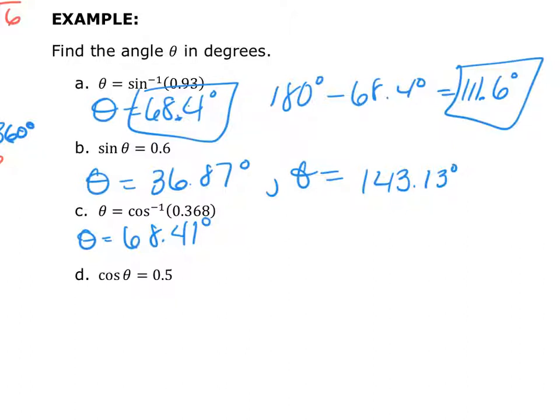Cosine theta is equal to 0.5. What'd you all get? Again, does it make any sense to go into another quadrant? Nope. How are we doing so far? Cool.